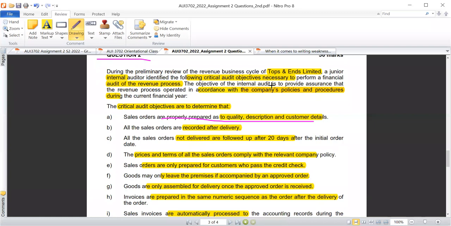All right. The objective of the internal audit is to provide assurance that the revenue process operated in accordance with the company's policies and procedures during the financial year. Now, when I read something like this, guys, I would identify this just as background information. In other words, what the examiner is giving me here is details of what the organization is all about, or what their day-to-day activities really are, and the type of service we are supposed to be providing to the client or to the organization in question. That's exactly what is happening in the first paragraph. So I don't identify this as a problem area, right?